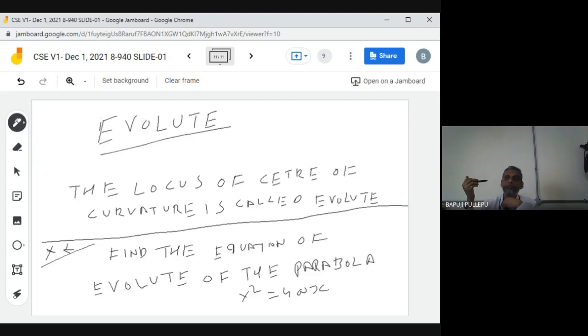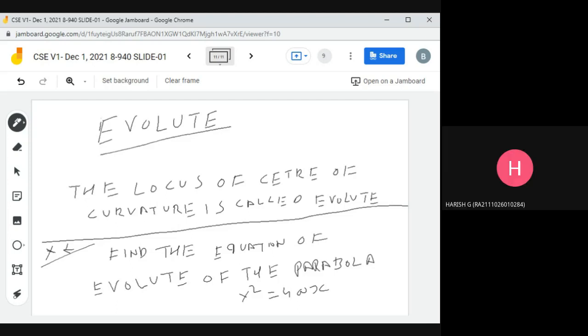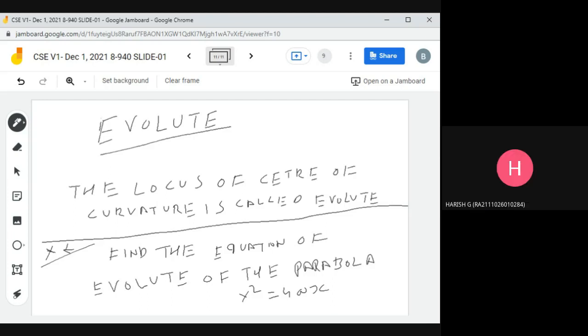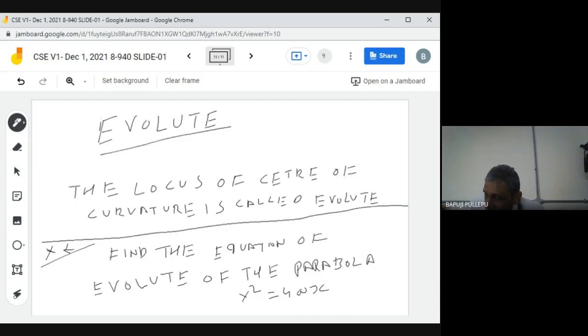Yes, sir. Suppose root x plus root y is equal to root a, what will we take for x now? Think and tell me. Root x plus root y is equal to root a. What will you take? A by 4, sir? A into some trigonometric function only you will get. Think and tell me now.